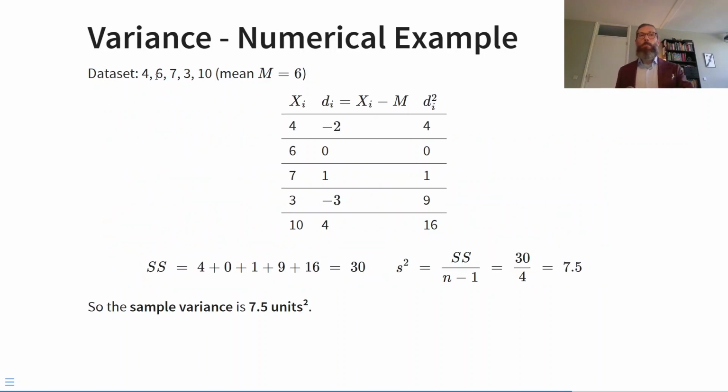Let's look at a numerical example. Again, this is our data set. So we can calculate the deviation for every individual and then calculate the squared deviation for every individual. We can sum all of the squared deviations, which gives us a sum of squares of 30. And then to calculate the sample variance, we take that sum of squares and divide by the sample size minus 1. So in this case, that is sum of squares of 30 divided by sample size of 5 minus 1, which is 4. The variance is 7.5. And it is expressed in units squared. So whatever the units of x were, those units are squared for the variance.